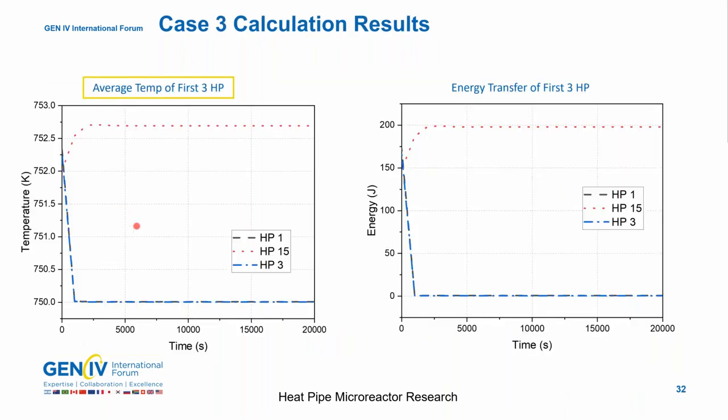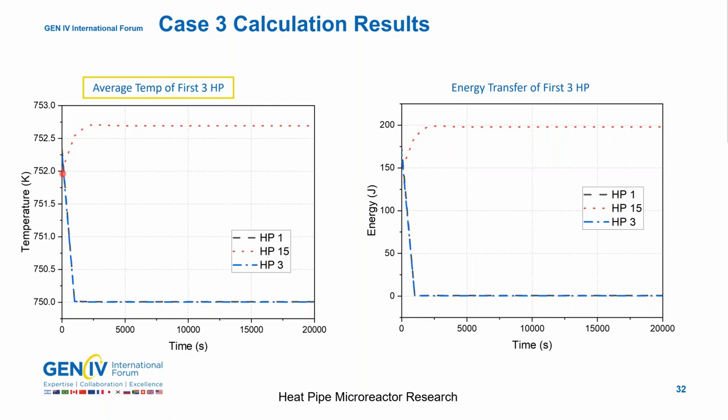And we can also check the values of the heat pipe. We already discussed that the heat pipes in ring one and ring two fail. Here we observe that heat pipe one and heat pipe three in ring one and ring two are forced to the bottom, the same as the condenser temperature, 750 Kelvin. And heat pipe 15 is from ring three, and that's why it's still working.